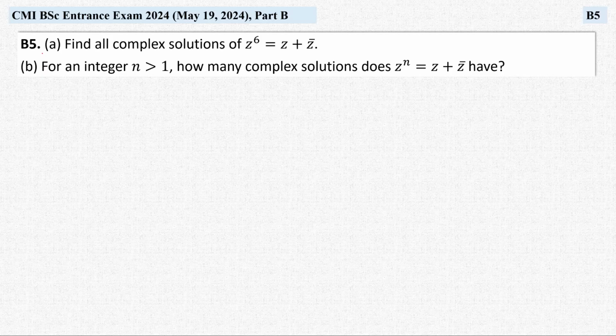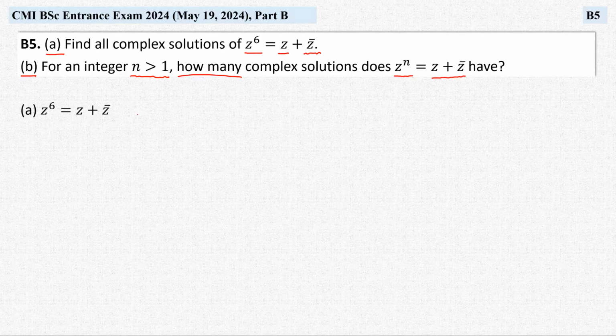Problem B5. Problem A. Find all complex solutions of z to the 6th power equals z plus z bar, the complex conjugate of z. Problem B. For an integer n greater than 1, how many complex solutions does the equation z to the nth power equals z plus z bar have?